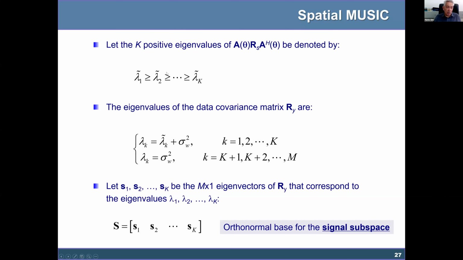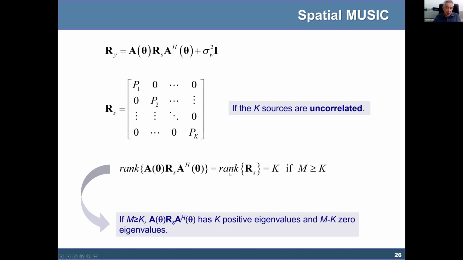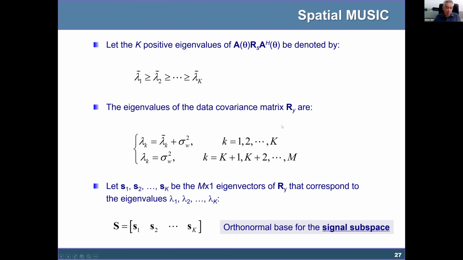So let's assume that we order them in decreasing order: lambda tilde 1, lambda tilde 2, and so on, up to lambda tilde K. Then the covariance matrix of the data is obtained by adding this matrix, which is diagonal. When you add this matrix, basically you obtain a matrix with eigenvalues equal to the previous eigenvalues plus the noise power. This is the effect of summing the identity matrix.